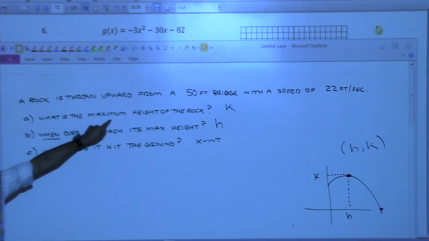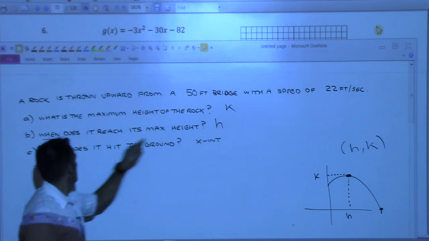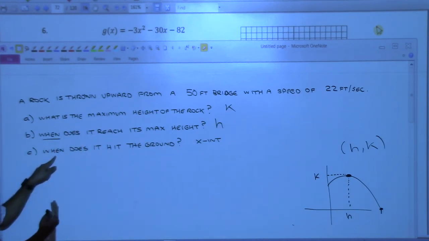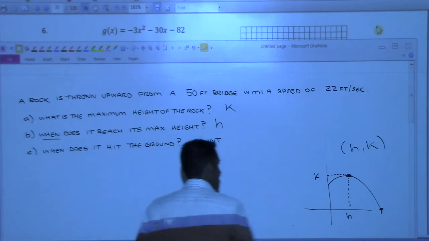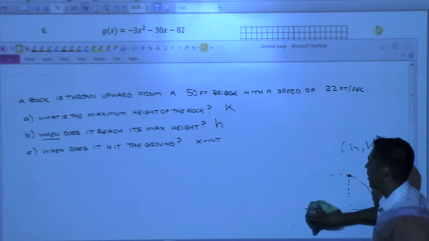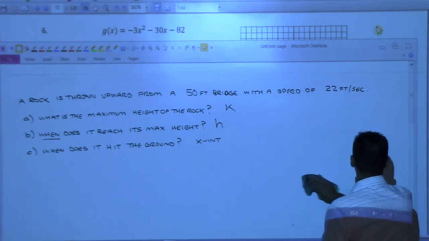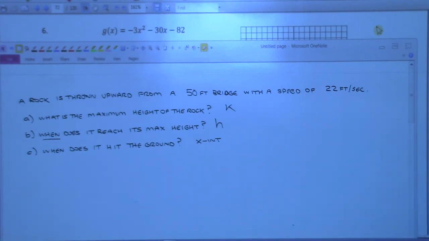So what is the maximum height? You want to know the height, that's k, that's the up and down. When, that's time, that's left and right. So, yeah. All right, let's do that. I think for this, we can do this. We don't need to graph it, right? It's not asking us to graph this. So we just need two things for this. We need the vertex and we need the x-intercepts. But do we even have a function?